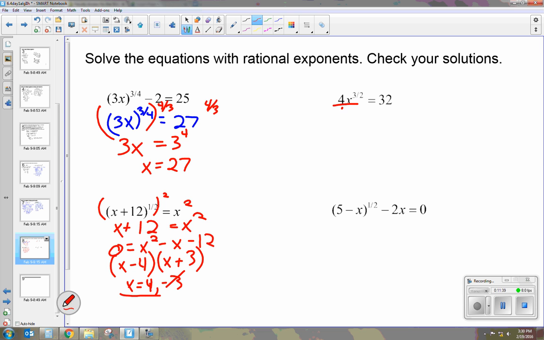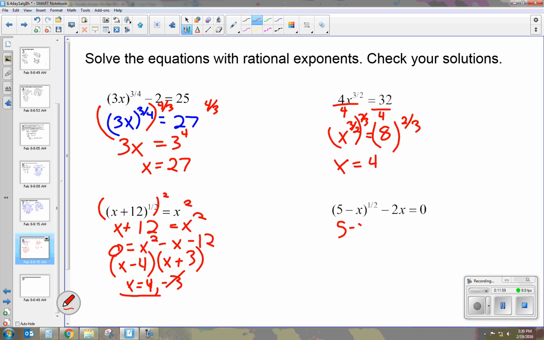Here, the first thing you want to do is divide by 4. Now that we have the term that is taken to the 3/2 power, we can take both sides to the 2/3 power, at which point our answer is x = 4.